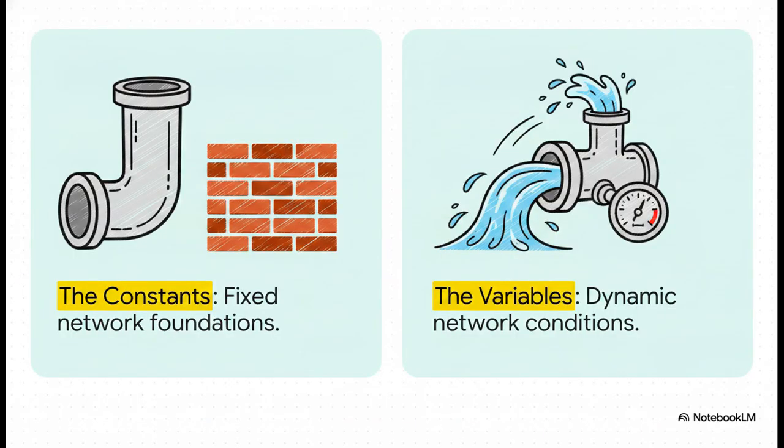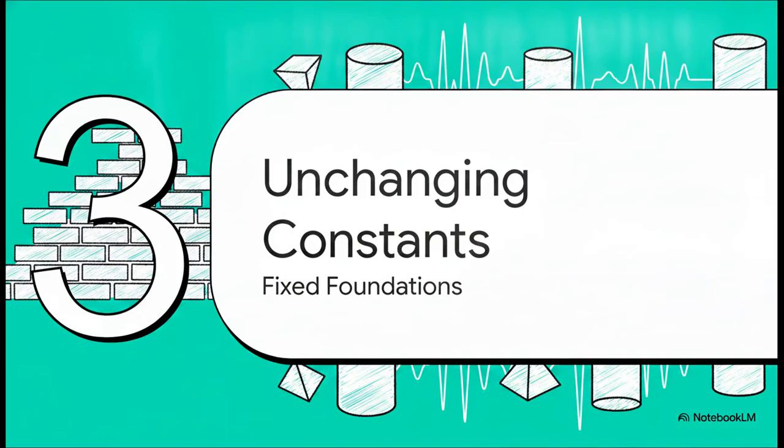Actually, the absolute best way to understand this formula is to use a pipeline analogy, because the formula itself is cleanly split right down the middle into 2 distinct categories. On one side, we have the constants. These are your fixed network foundations. Think of them as the rigid physical dimensions of a water pipe, like the pipe's diameter and length. They absolutely do not change. On the other side, we've got the variables. These are the dynamic network conditions that change based on your signal strength and your specific phone. Going back to our analogy, these variables act as the water pressure and the volume of water actively flowing through that pipe. That brings us to section 3, the unchanging constants.